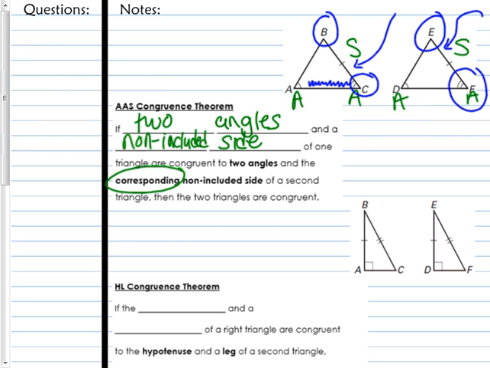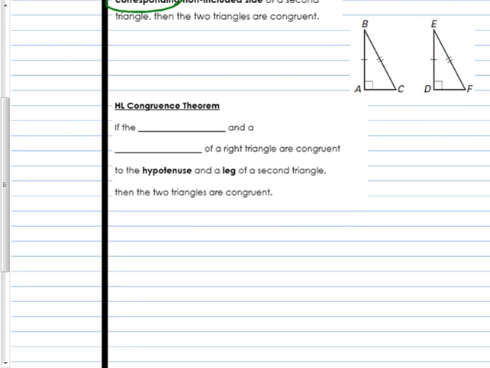Okay? The other theorem that we're going to add on today is the hypotenuse leg theorem. If the hypotenuse and a leg of a right triangle, it has to be a right triangle, are congruent to the hypotenuse and leg of a second triangle, then the two triangles are congruent. So in this example, we know that these two triangles are right triangles because angles A and D are clearly marked as right angles. And the hypotenuse, BC, is congruent to this hypotenuse, EF. And the remaining sides of the triangle are called legs. There's two legs on each. Leg BA is congruent to leg ED. So those two triangles are congruent according to the HL theorem, hypotenuse leg theorem.